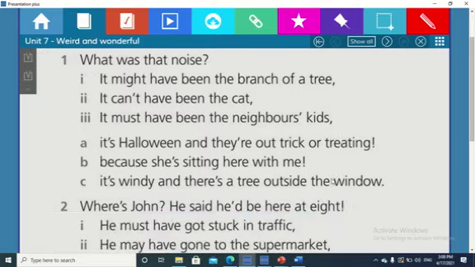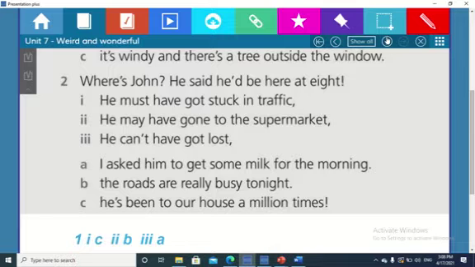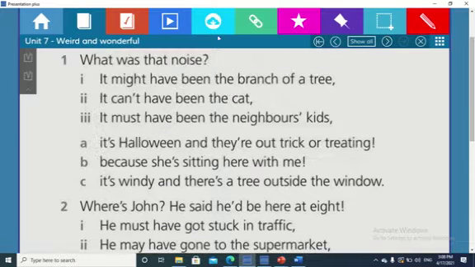So again, of course, try to match them with their meanings or their completions. Of course, this is the right completion. So number 1, C, B, and A. So C with 1, it might have been, might, you are not quite sure. It's windy and there's a tree outside the window. It's just a guess. You are not quite sure. It can't have been the cat. Why? You are quite sure it's impossible, because she's sitting here with me. I'm talking about the cat, of course. Must, you're quite sure, must have. It's Halloween and they are out trick or treating.